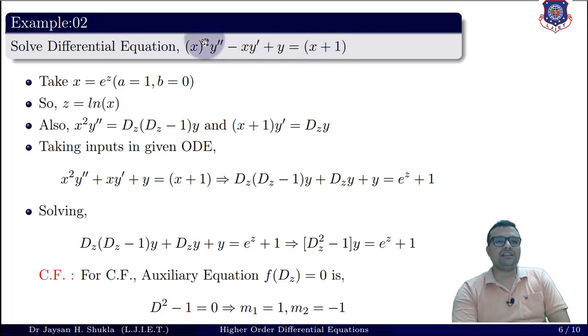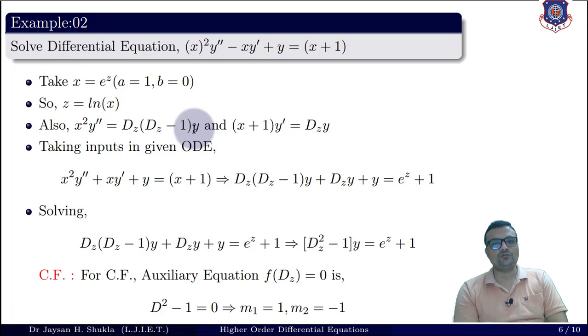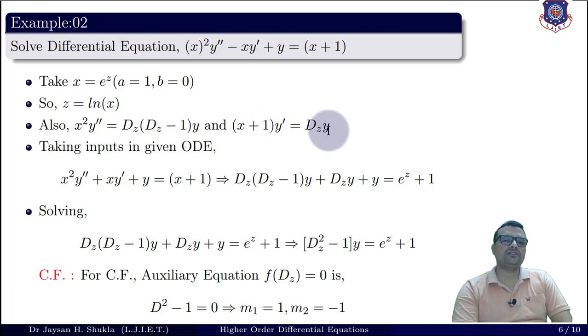So here I am taking this bracket equal to e raised to z, a equal to 1, b 0. Z is log x. I am finding all possible values of this variable coefficient in the form of constant coefficients. So x square y double dash equals D(D minus 1). Suppose you have y triple dash, then it will be D(D minus 1)(D minus 2), and so on, you can extend it up to the nth order derivative. x y dash is D of y.